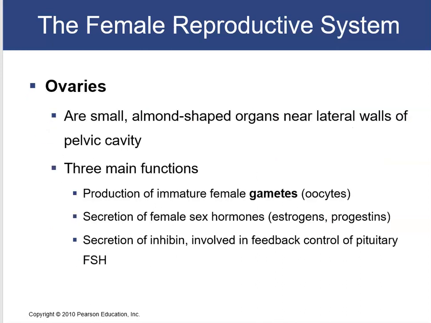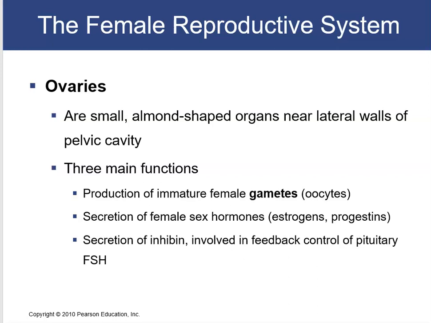We're going to start with the ovaries, which are the female gonads. They are small, almond-shaped organs near the lateral walls of the pelvic cavity, and they have three main functions. One is the production of the immature female gametes, also known as the oocytes. The ovaries are responsible for the secretion of the female sex hormones, which include estrogen and progesterone.